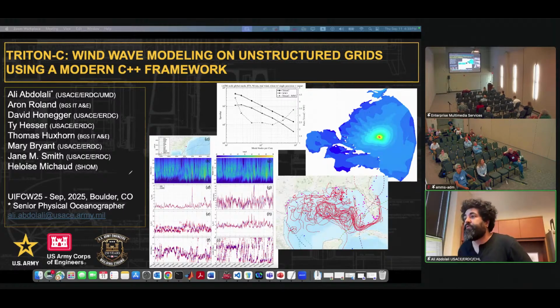So I will explain to you why we decided to develop a new model rather than WaveWatch, although we invested a lot in the unstructured capabilities of WaveWatch. But we realized this is the time that we need to move on to a new model. And I will explain to you momentarily why we decided to do that.